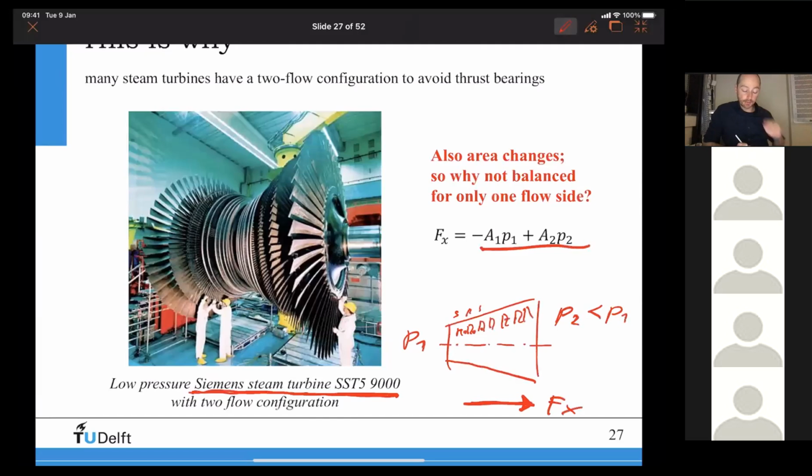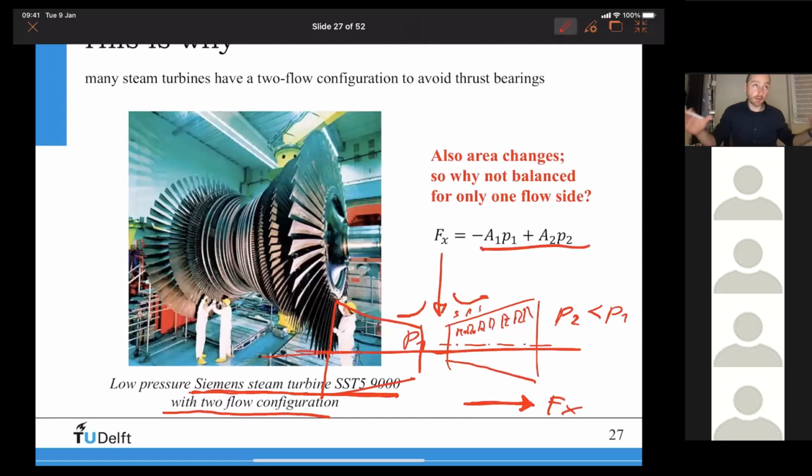In order to balance this axial force, what they do is that they have a two-flow configuration. Steam comes in this direction, and the steam is split into the left side and into the right side. So you put another turbine like that. You put two turbines facing each other such that the axial forces are cancelled. And that's why we have this two-flow configuration. If you wonder why this is the case, the main reason is really to balance or to cancel the axial forces, right? That's why you have these configurations.